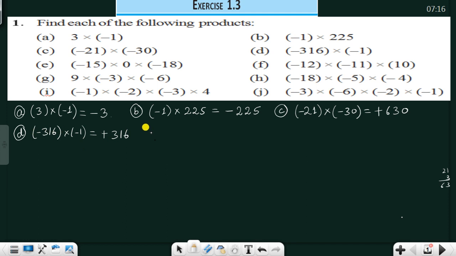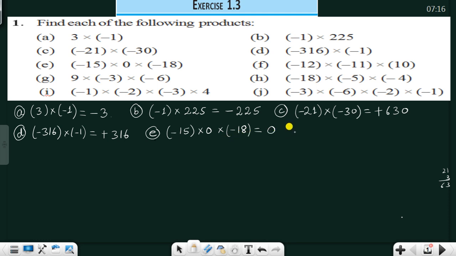Now question number E, we are getting, here you see, minus 15 into 0 into minus 18. Now if we multiply minus 15 into 18, we are getting a number, and that is multiplied by 0. That means the result will be 0, and that is our answer.